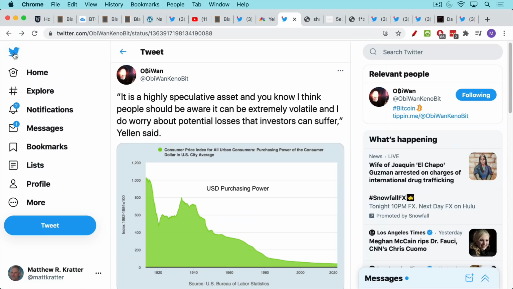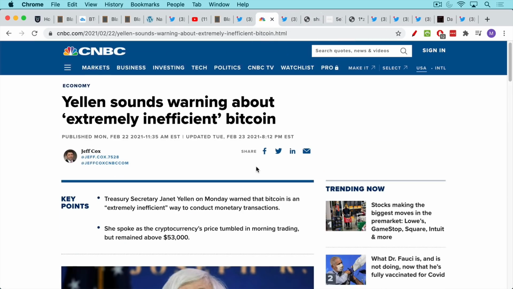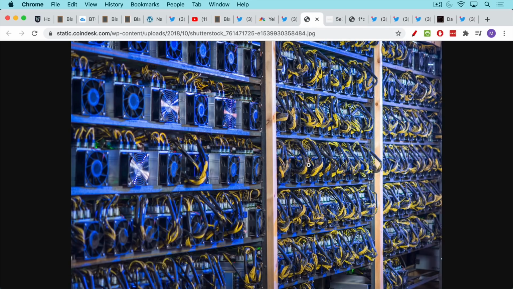This is the real problem with fiat currencies, especially when you have people who like to do a lot of quantitative easing, people like Bernanke and Yellen and Jerome Powell. Also, when Yellen talks about Bitcoin being very energy inefficient, for example, this is what Bitcoin energy efficiency looks like.